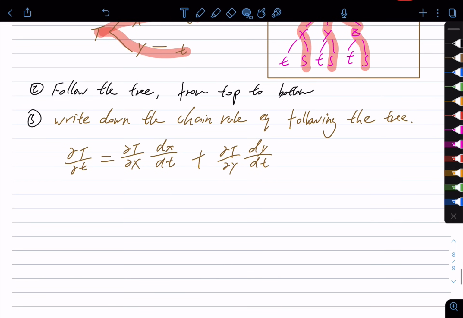Okay, so now we're just gonna go ahead and find the corresponding components inside this big equation. So step 4, find each term involved in the equation.